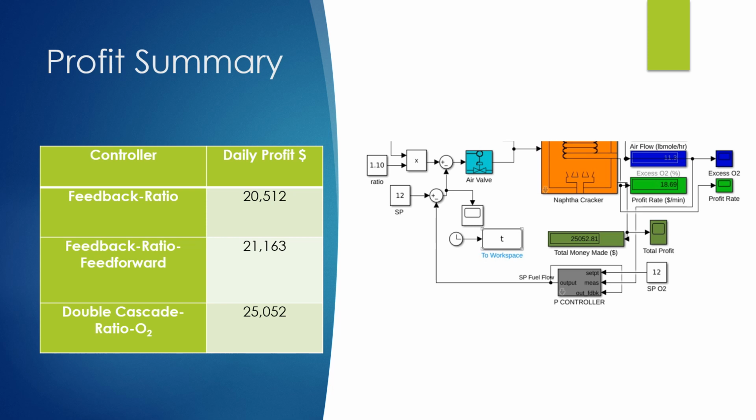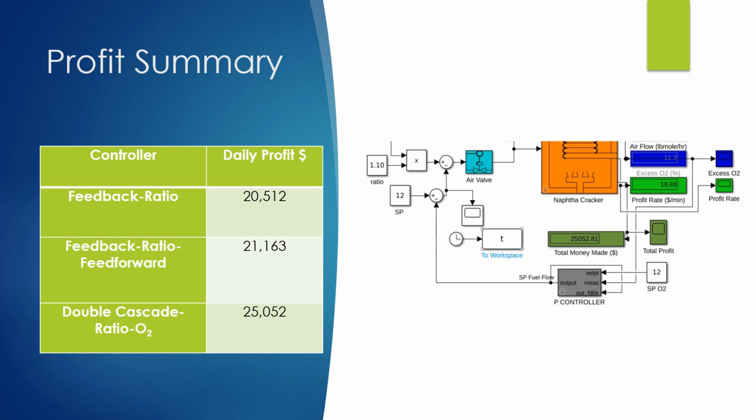Finally, as we can see here, we compared the profits of the three combinations that we explored. For the feedback and ratio combination, we got $20,512. For the feedback, ratio, and feed-forward combination, we got $21,163. And for the double cascade and ratio combination, we got $25,052.